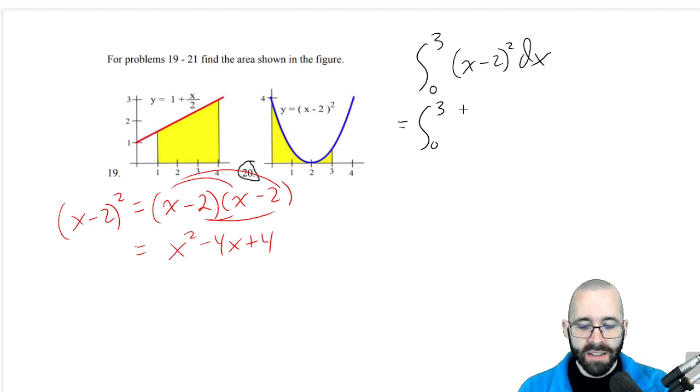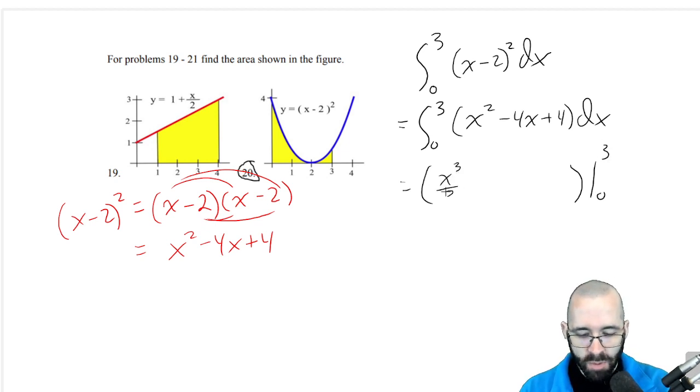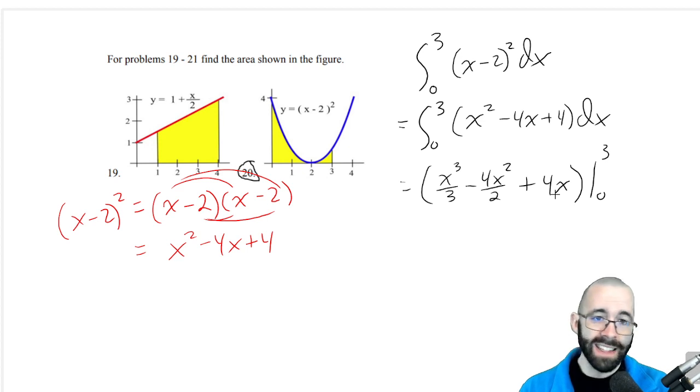So that's what the inside simplifies to. And now we just use the power rule. And we're good. So this will be some antiderivative evaluated between 0 and 3. x cubed over 3 minus 4x squared over 2 plus 4x. A little tedious here.